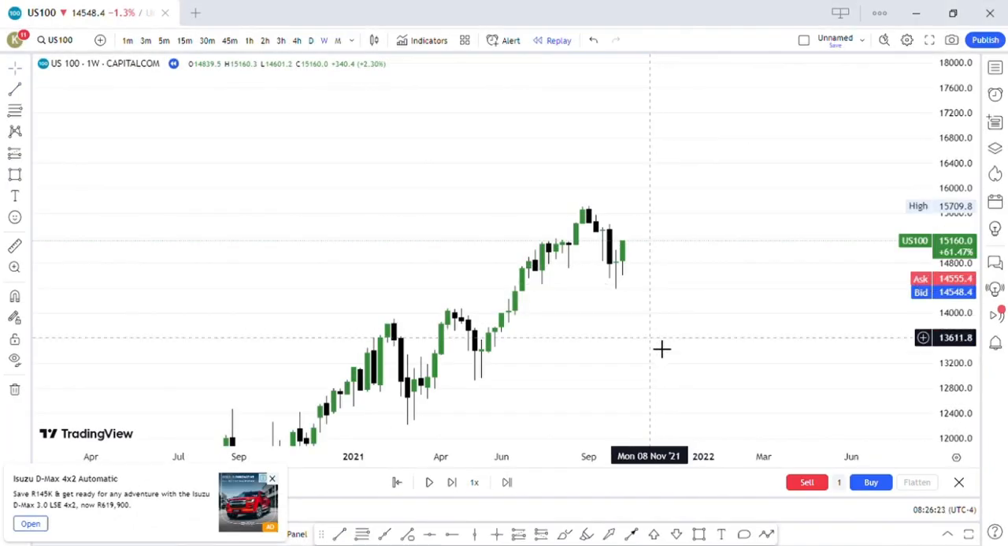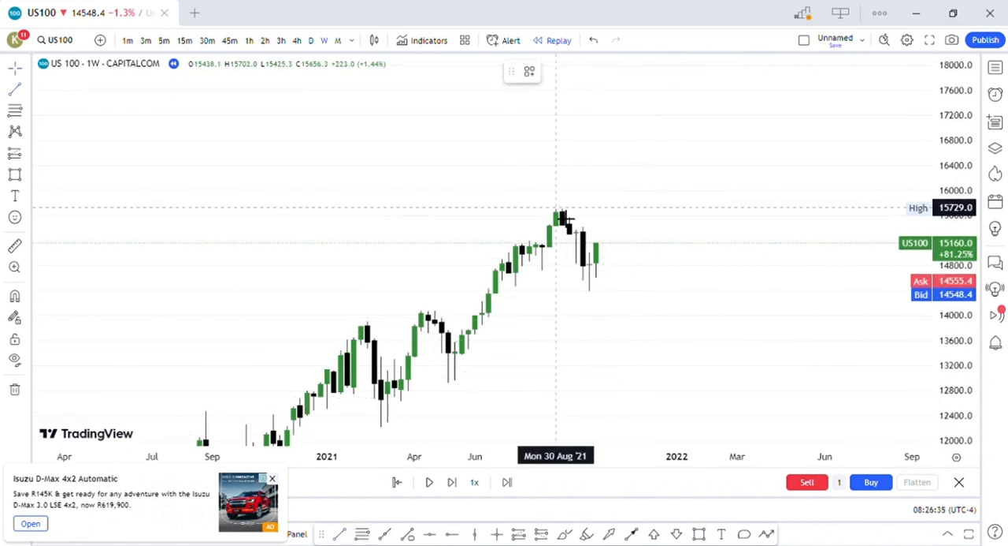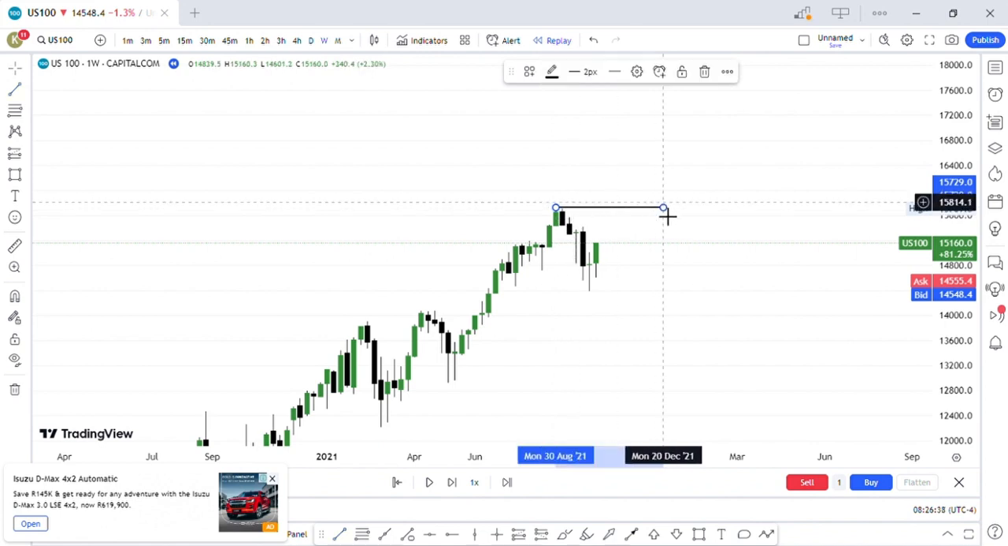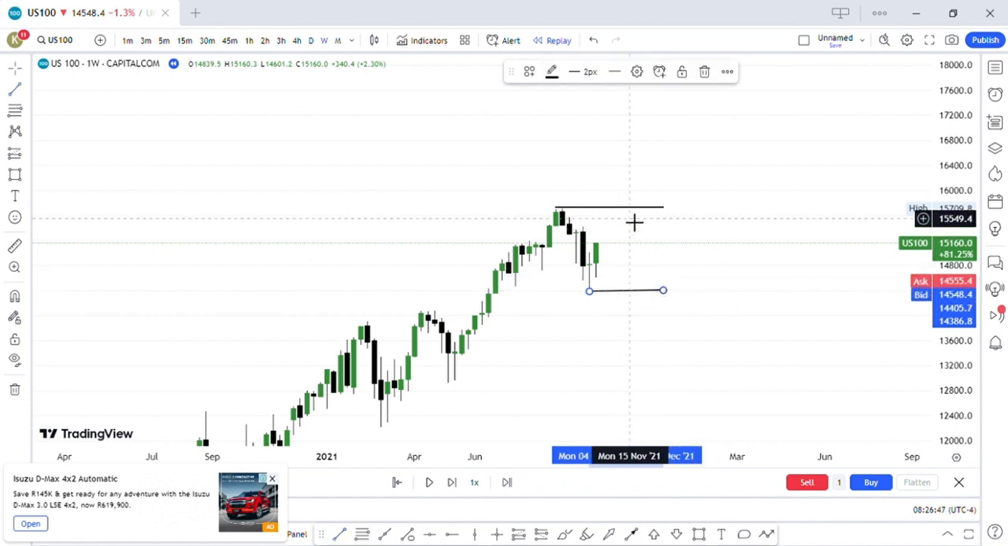Now that we understand the theory of the breaker block, let's look at a few examples. I'm going to start with an example on the weekly time frame. If you look here, we have this high and we have this low. This is a bearish breaker block. We have this high and we have this low. So what we expect is the market to make a higher high before making a lower low.